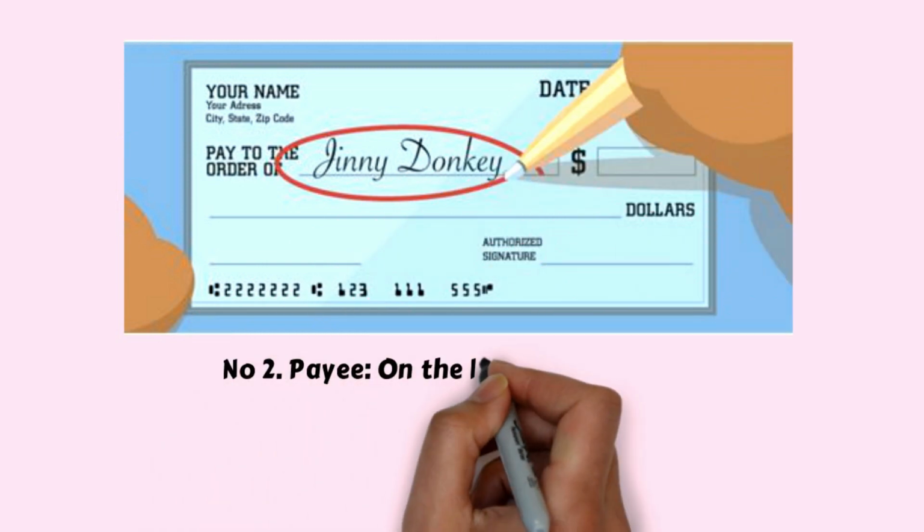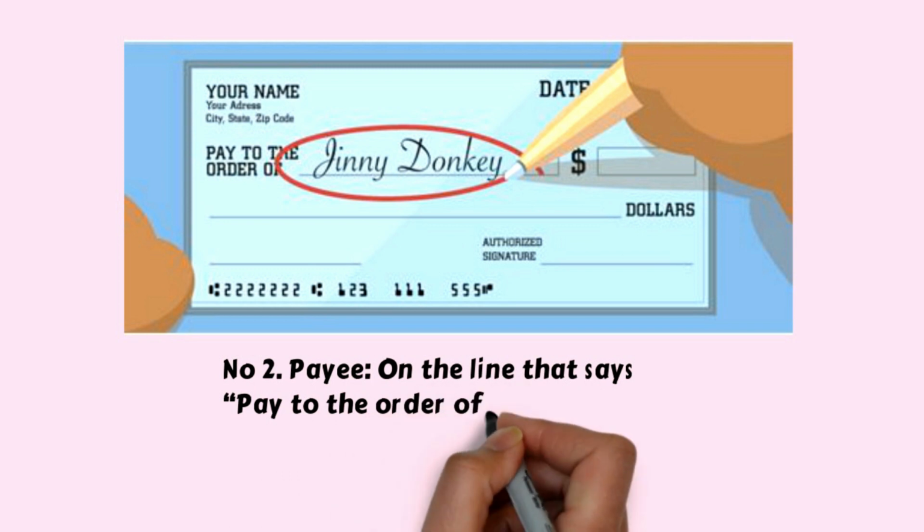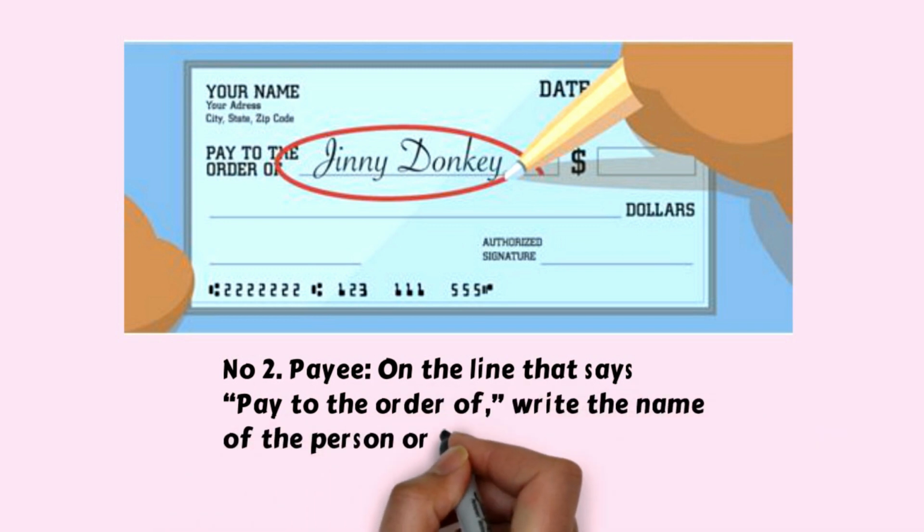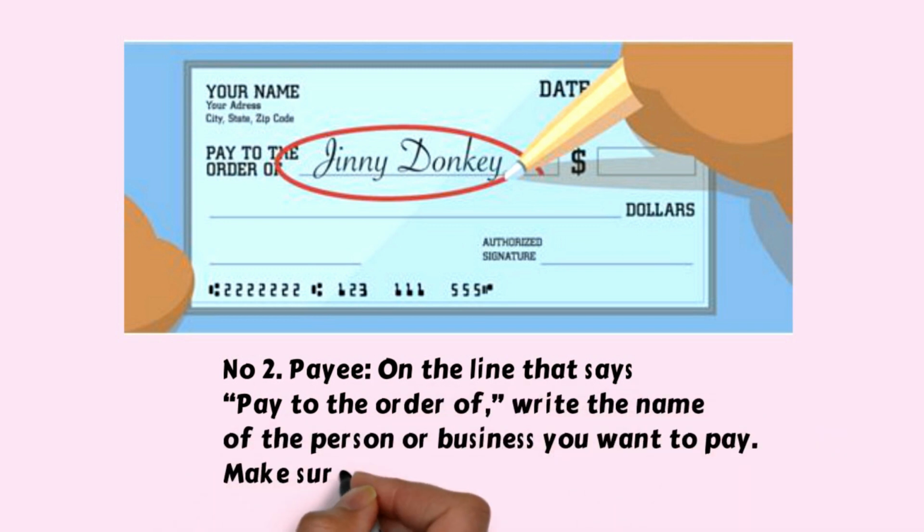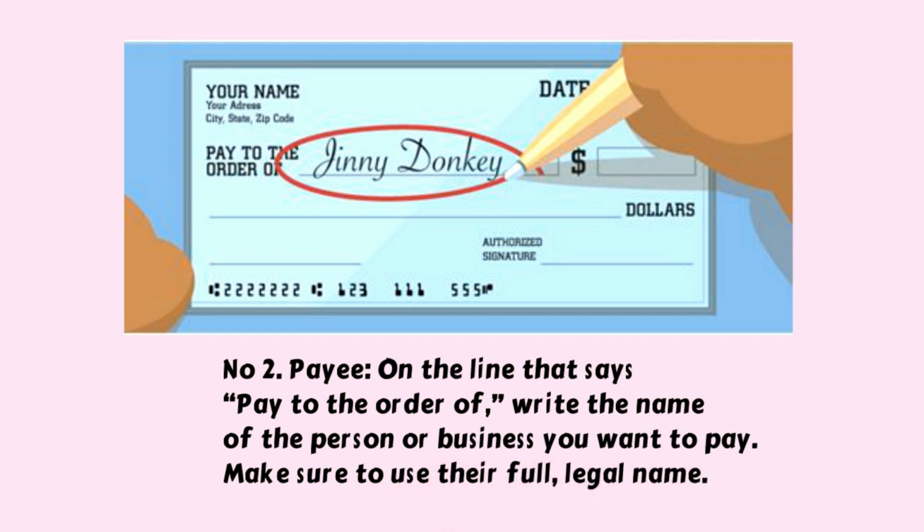Number 2. Payee. On the line that says pay to the order of, write the name of the person or business you want to pay. Make sure to use their full, legal name.